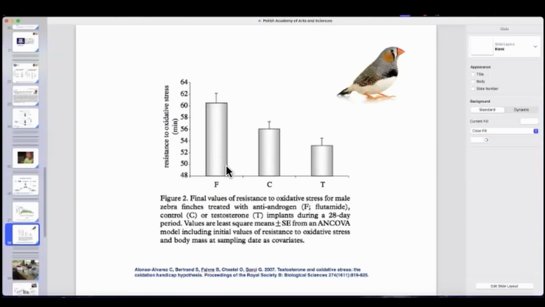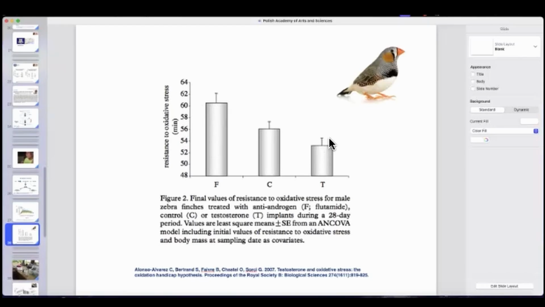treated these little finches with either an anti-androgen, which can suppress testosterone, a control, or males with testosterone implants. Now, lower numbers are better health-wise, if you will. So these are resistance to oxidative stress. The more resistant you are to oxidative stress, the less likely you are to have oxidative stress damage. And here, when you block testosterone, these birds were much more resistant to oxidative stress compared to those that were treated with testosterone. There was a huge difference. And it results in a lot of tissue damage and DNA damage that can come about down the road.